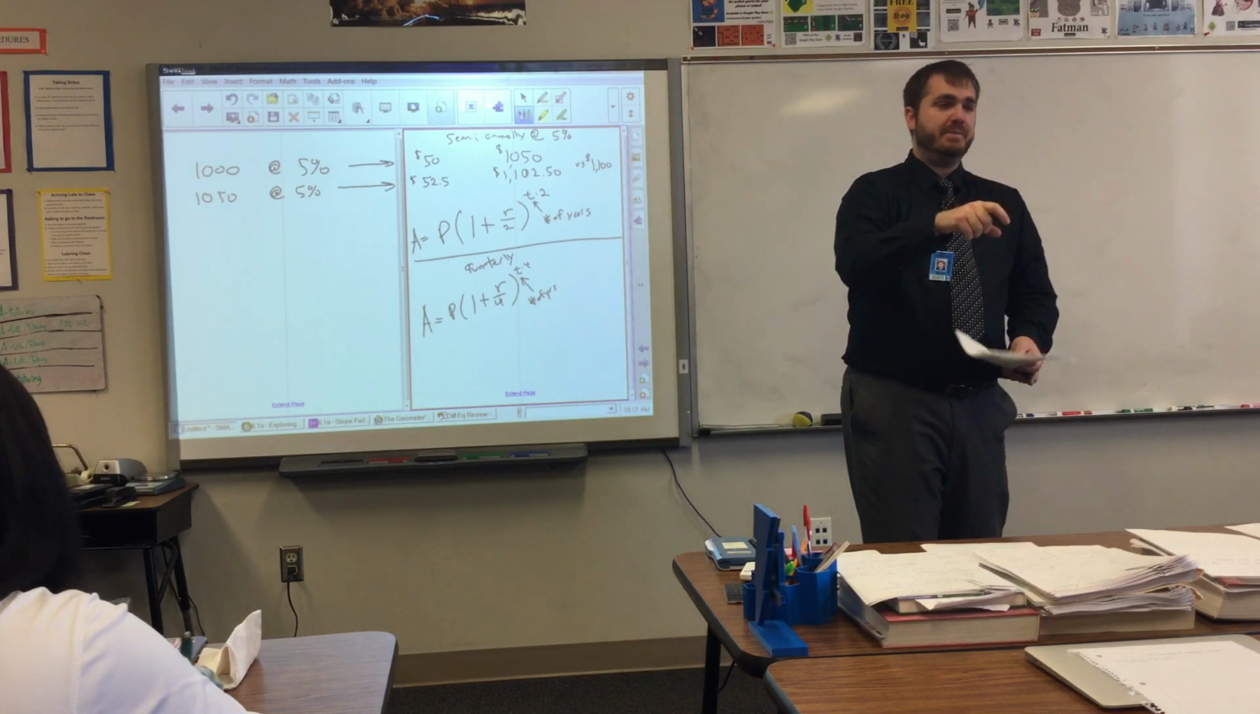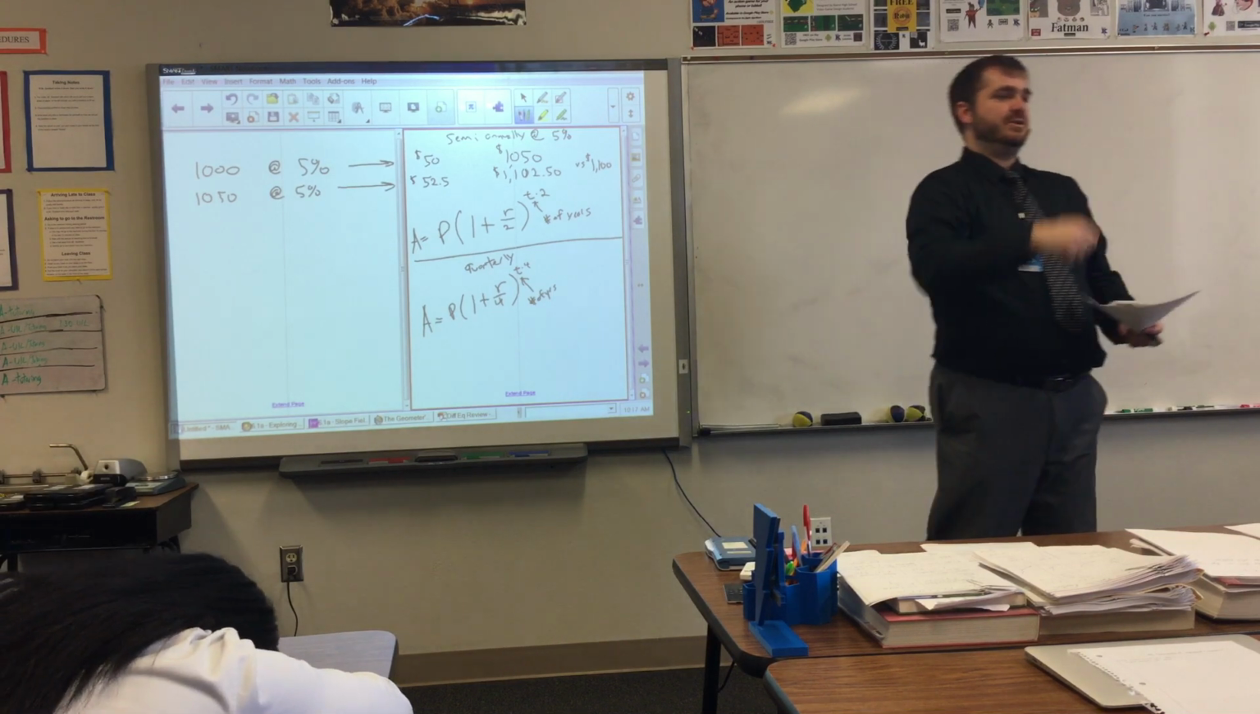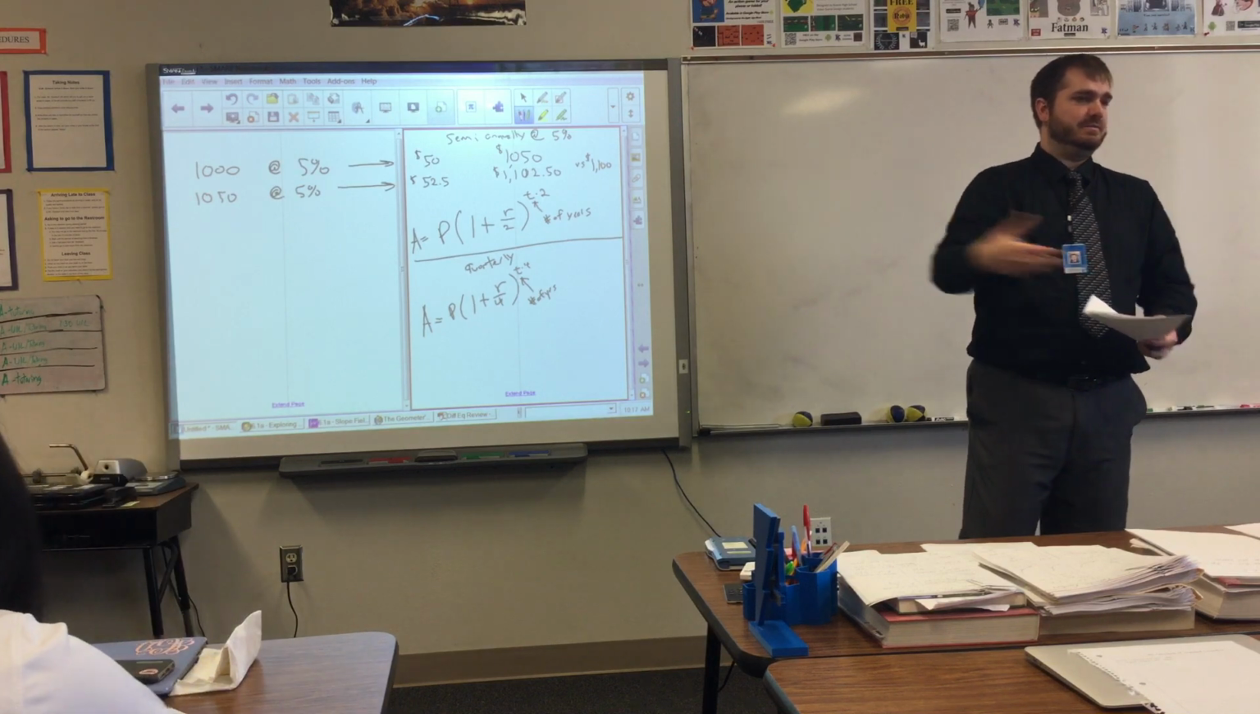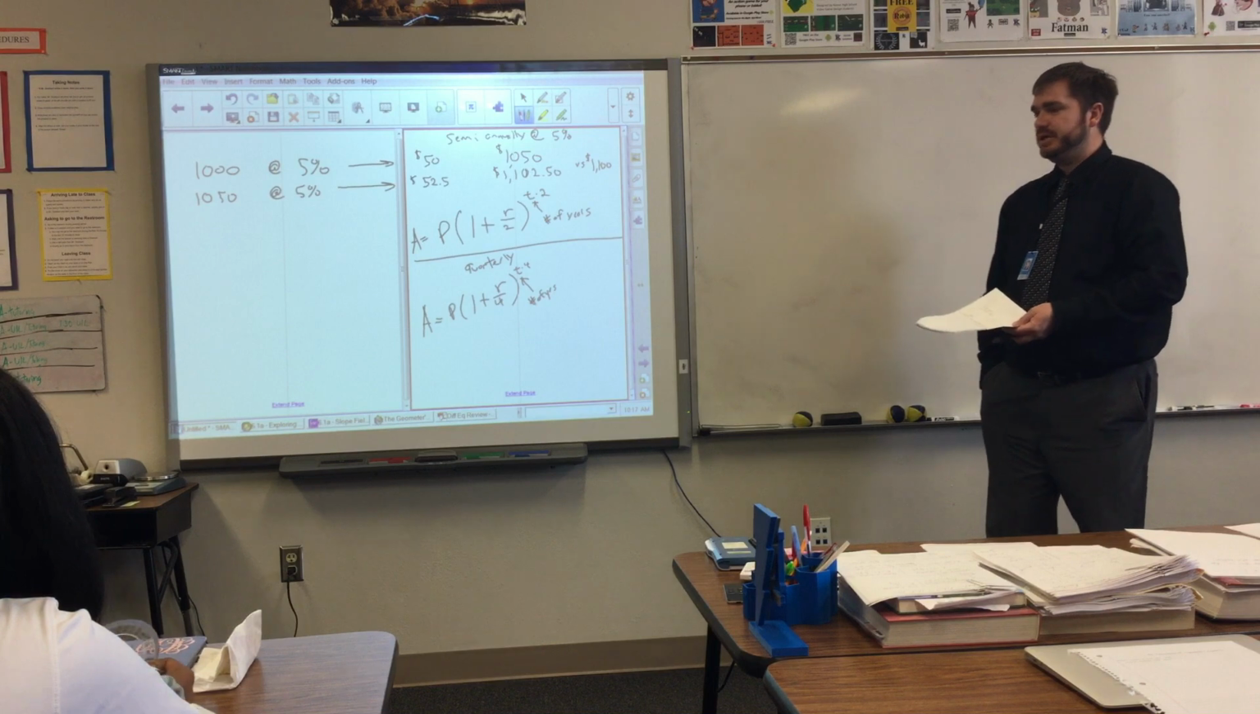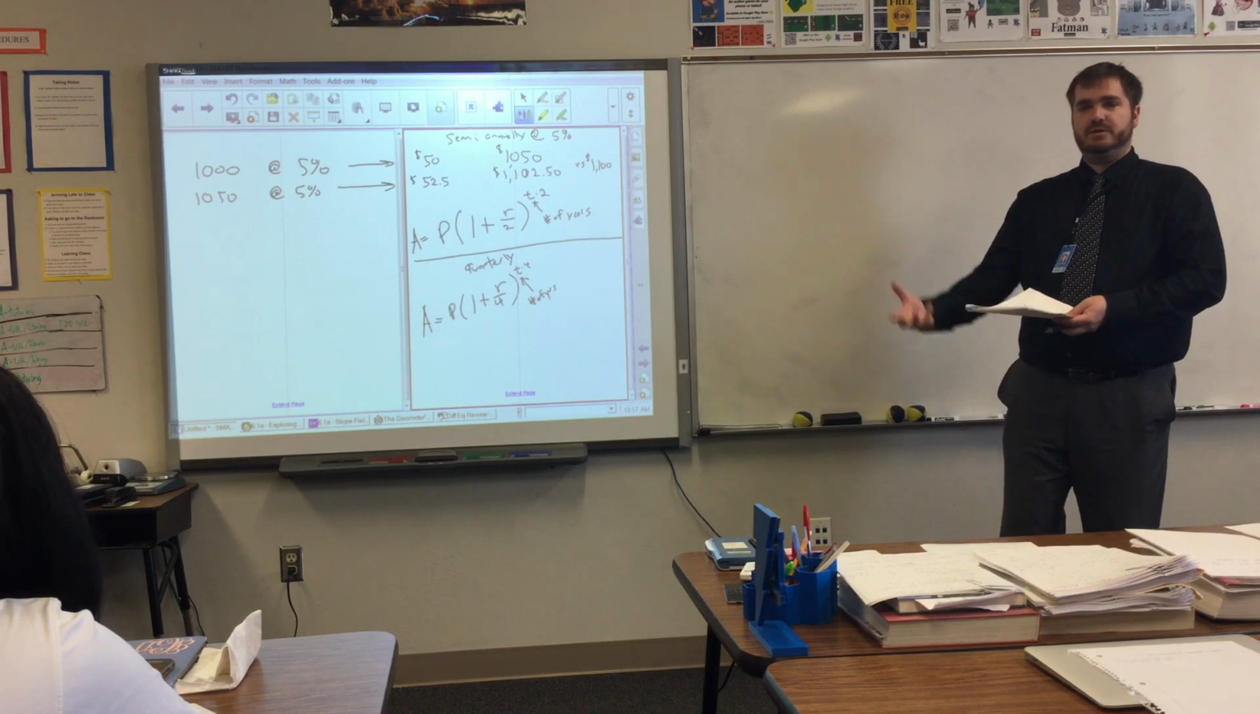Remember, the more you compound, the better it is for the investor. It's better for the lender, right? Not the borrower. Okay, it's better for the lender if you compound more frequently. So that means it's worse for the borrower.